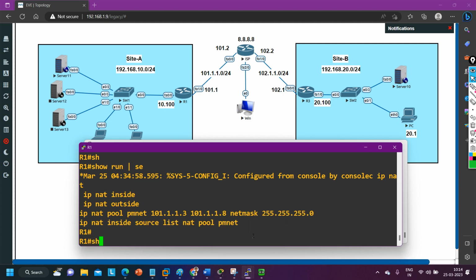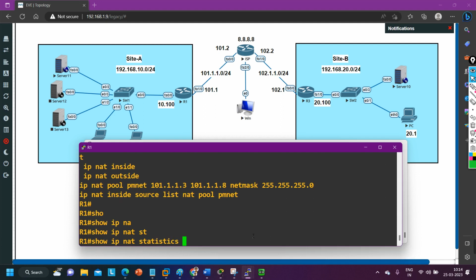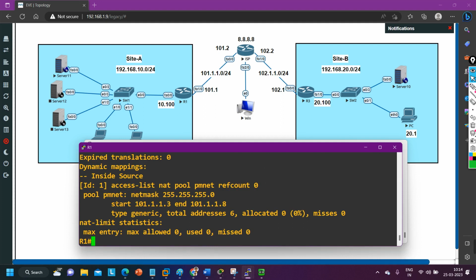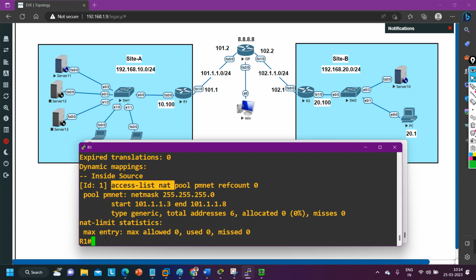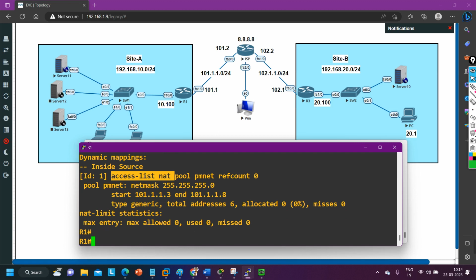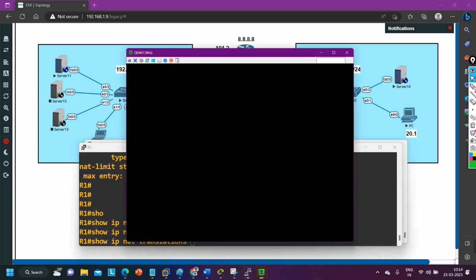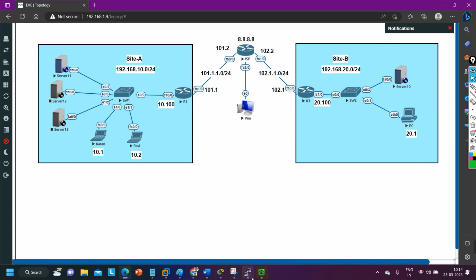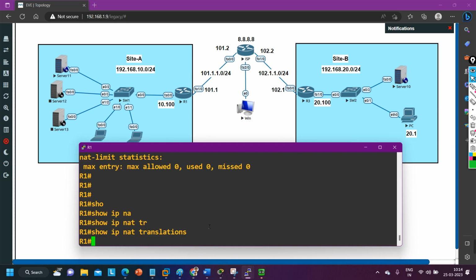Now, show ip nat. Here you can check the inside and outside interfaces as well. Here you can check the pool. Here you can check the access control list. Now, show ip nat translations. If you want to check translations, you can see there is no entry in the NAT translation.